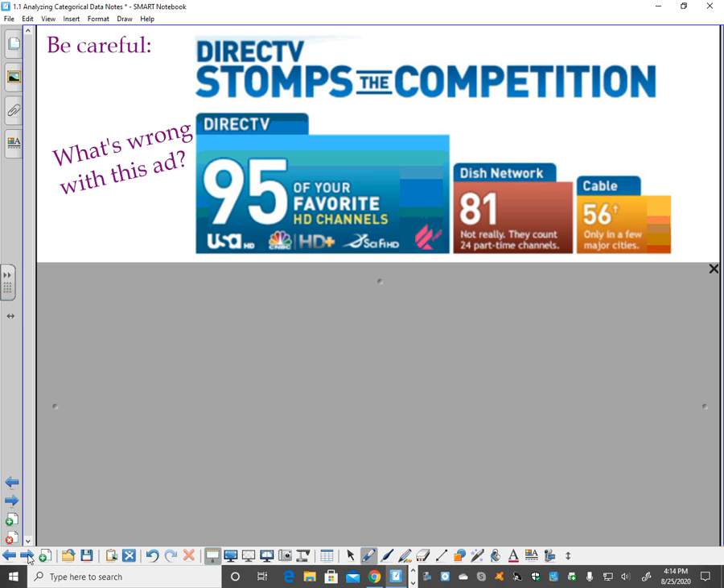Be careful. Okay, so let's look at this ad. This ad is for DIRECTV. It compares DIRECTV and the Dish Network and cable. And so let's look at this ad and let's talk about what's wrong with it. So it looks like a bar graph. So we have a bar here, and a bar here, and a bar here. And I can see the different heights, 56 to 81 to 95.